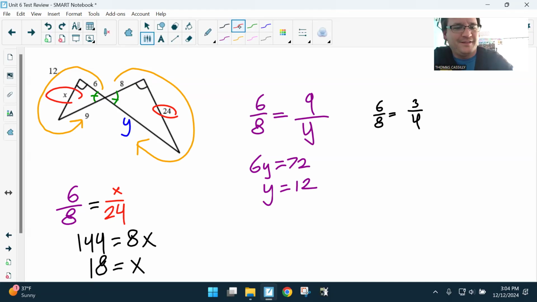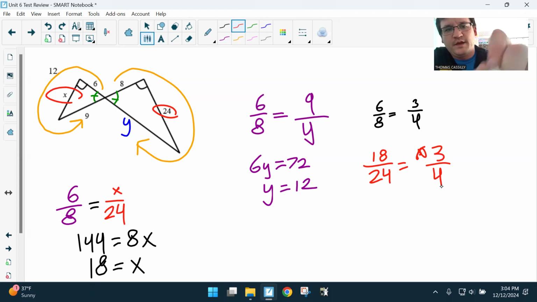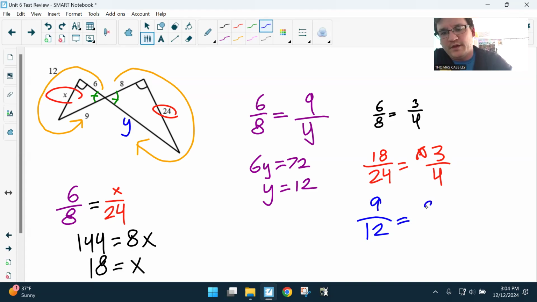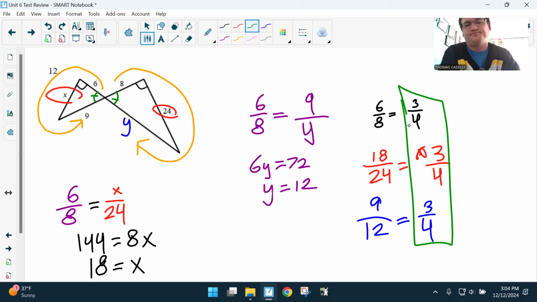Okay, let's see. I got 18 over 24. I can divide both of those by a 6, and hey, I have 3 over 4. And then on the last one, I got a 9 and I have a 12. I can divide both of those by a 3 and I get 3/4. And once again, all of those are the same number. All right, on to the next one.